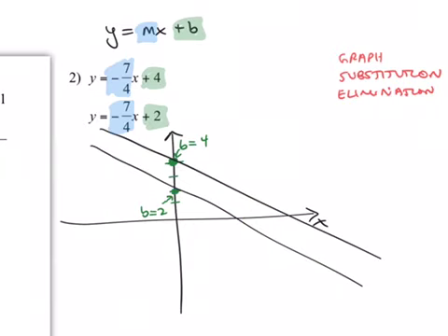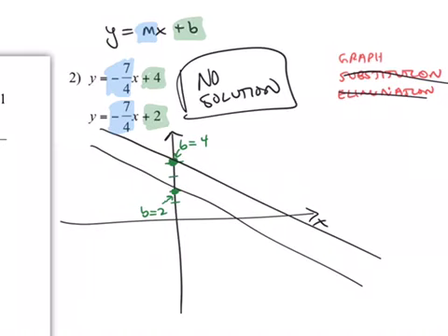So I don't have to use substitution or elimination to know right away that these two lines will never share a point, which means there will be no xy pair on both lines at the same time, no solution, and I don't have to do any sort of equation manipulation at all. For me, that's the best way to solve this problem.